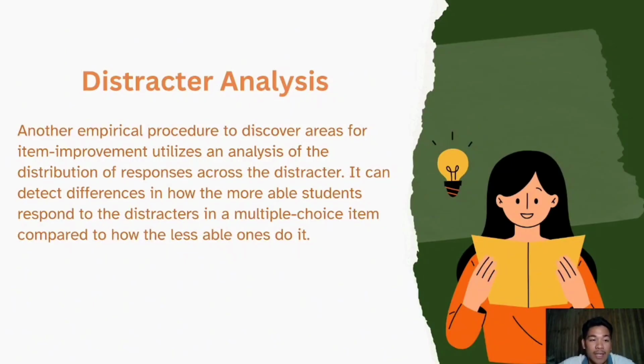So, this is distractor analysis, another empirical procedure to discover areas for item improvement. It utilizes an analysis of the distribution of responses across the distractors. So, it can detect differences in how the more able students respond to the distractors in a multiple choice item compared to how less able ones do it. Before we discuss the distractor analysis, let us define what distractors are. Ang distractors ay yung mga maling sagot na nasa multiple choice question.